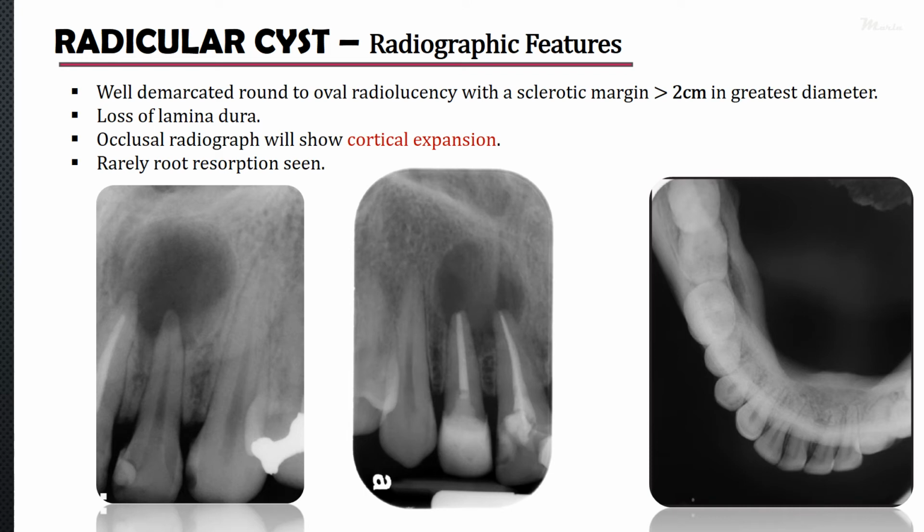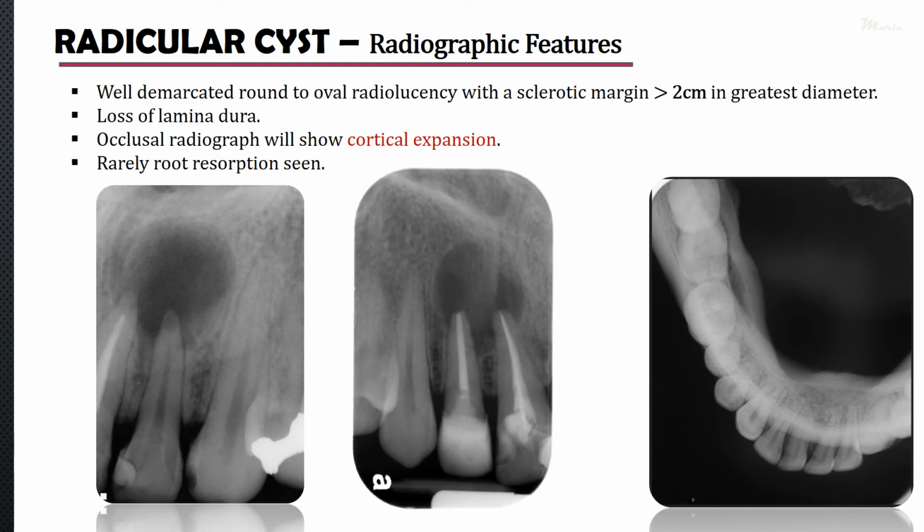The radiographic features of a radicular cyst are characteristic. It presents as a well-demarcated, round to oval radiolucency, a unilocular radiolucency with a sclerotic margin. It should be noted that the size of the radiolucency is usually larger than 2 cm. A periapical radiolucency which is less than 2 cm may be indicative of a periapical granuloma.